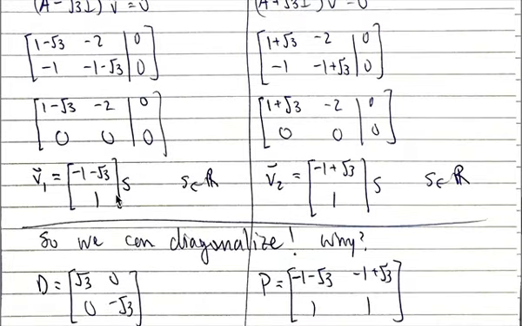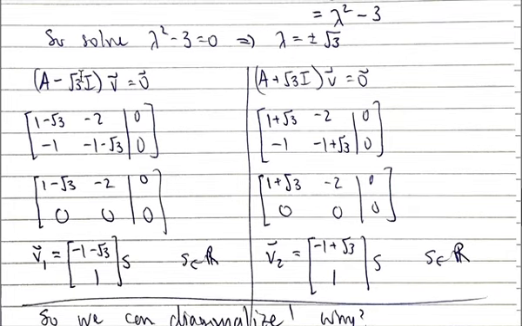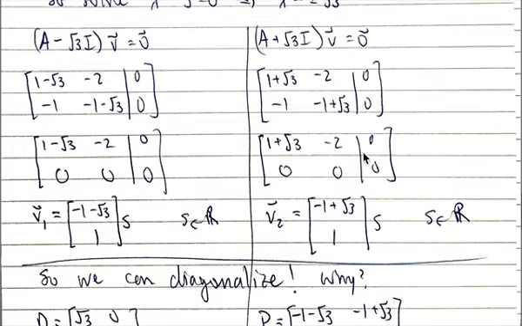This is called an eigenspace for the eigenvalue lambda equals root 3. And this is the eigenspace for the eigenvalue lambda equals minus root 3. So we have two distinct eigenvalues. Each eigenvalue corresponds to an eigenvector. Those two eigenvectors are necessarily linearly independent. So we have a basis of eigenvectors. And so this satisfies both of our criteria for diagonalizability, the stronger and the weaker.